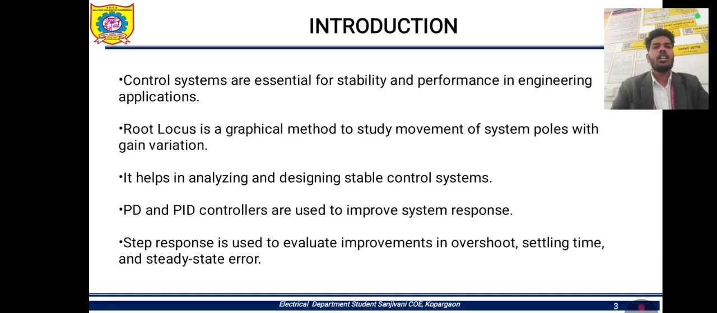Introduction. Control system is essential for stability and performance in engineering applications. Root locus is a graphical method to study movement of system poles with gain variation. The control system is a very important term in engineering. By the control system we can control various devices. It helps in analyzing and designing stable system control.